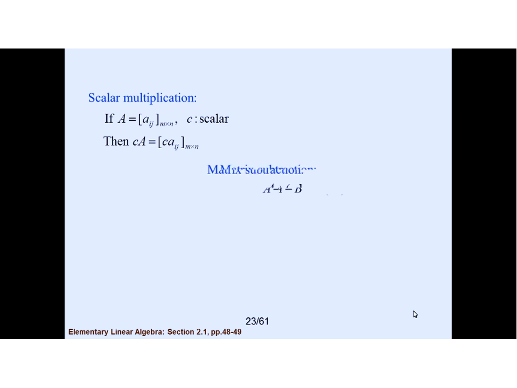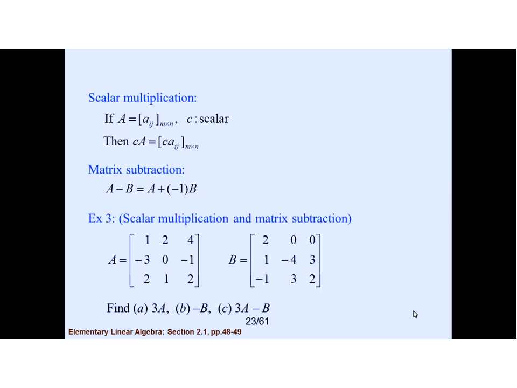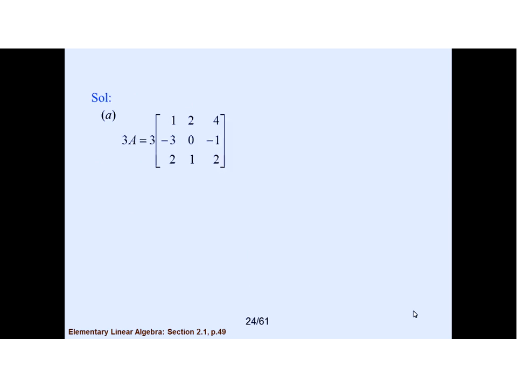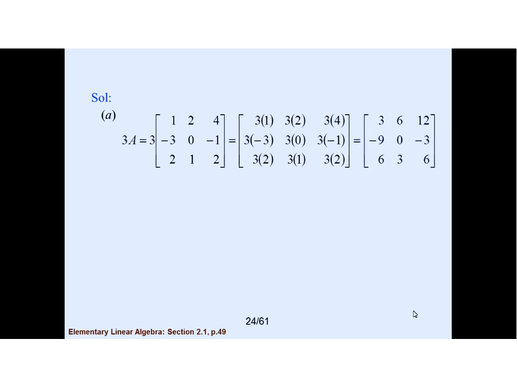So this is matrix subtraction. If we are going to subtract two matrices, this is the procedure. If we are going to multiply 3 with this matrix, then we have to multiply each and every element of the matrix with 3 and we get the result. This is the procedure to multiply each and every element.